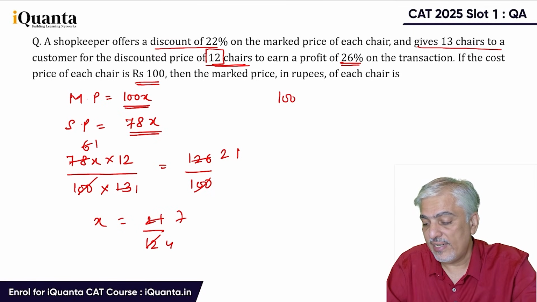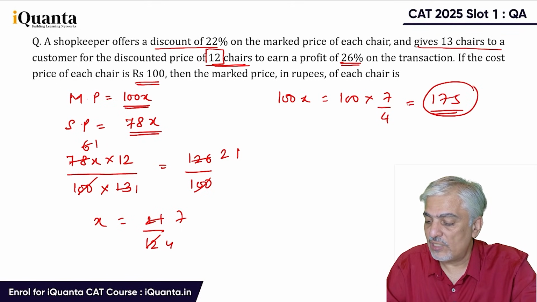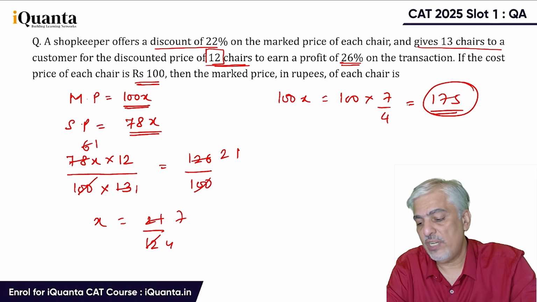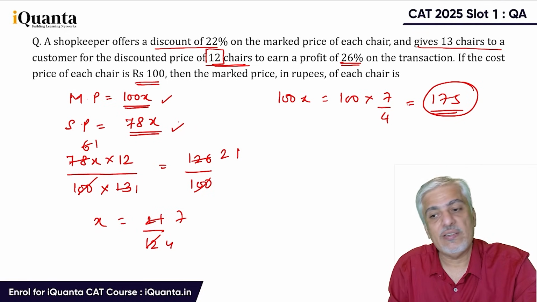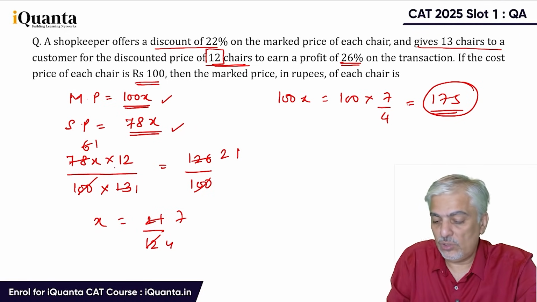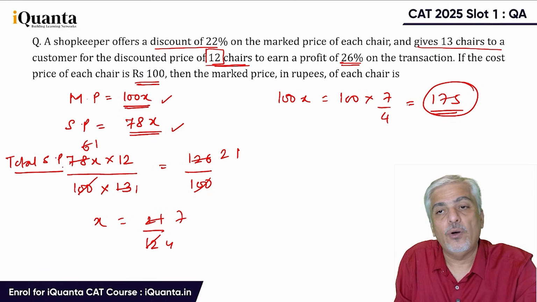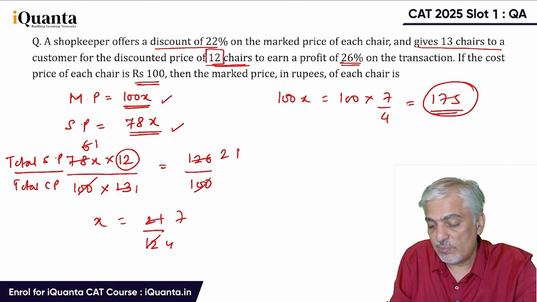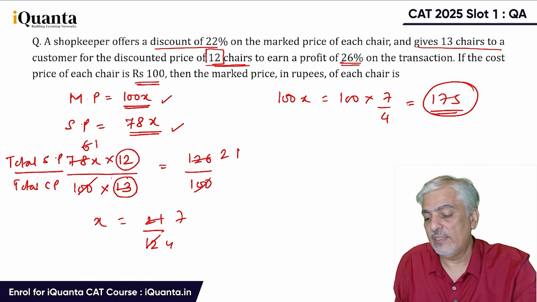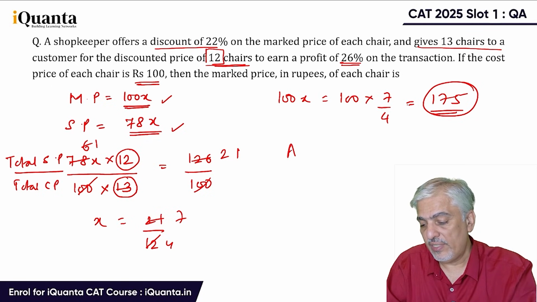We want to calculate 100x. So 100 into 7 upon 4, which will be 25 7s are 175. That becomes the mark price of one chair. Very, very straightforward question. If you did it neatly by this method, 100x was the mark price. Selling price became 78x. I just took the total selling price upon total cost price. Because I sold 12 items, but I had to give 13. That is why cost price I have to do for 13. And it became a very straightforward method. I think this is a pretty straightforward question. Definitely a level A question.